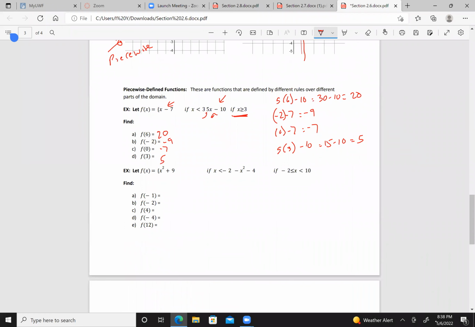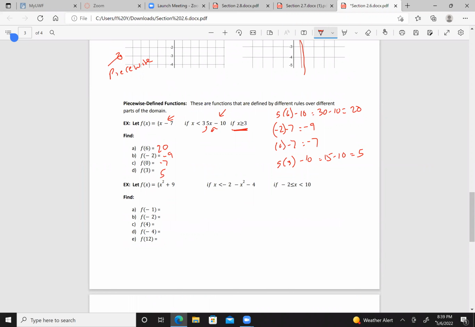Same principle here. We have x squared plus 9 for x less than negative 2, and the negative of x squared minus 4 if x is between negative 2 and 10, including negative 2. So negative 1 is greater than negative 2. So here, I have the negative of negative 1 squared minus 4, which is the negative of 1 minus 4, which would be negative 5.